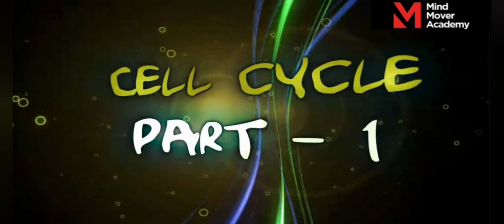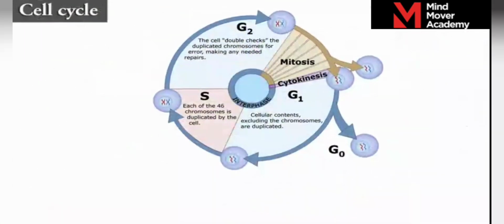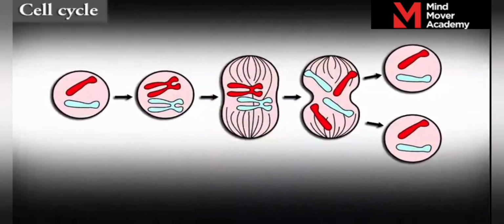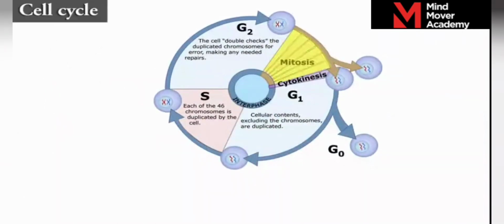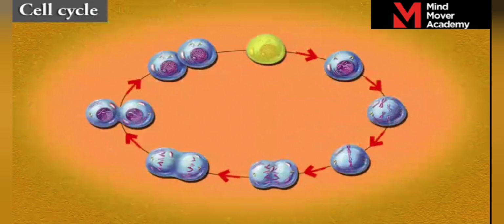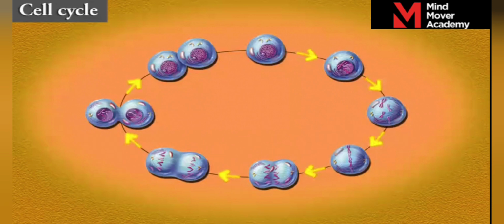Cell Cycle, Part 1. In this module, let us learn about the cell cycle. Till now you have studied about mitosis. But mitosis is only one phase of the cell cycle. A cell cycle starts from the time a new cell is formed, and it ends when it completes its own division. Then the cell cycle starts again for each new daughter cell formed.